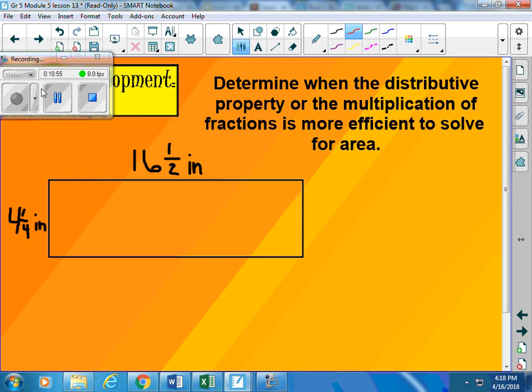All right, so number 2. It says determine when the distributive property or the multiplication of fractions is more efficient to solve for area. So this time it's asking us to think about, okay, so now you know how to use the distributive property, and now you know how just to turn it into fractions. Which one's going to be more efficient for you to use? I'm going to go ahead and start with the distributive property way.